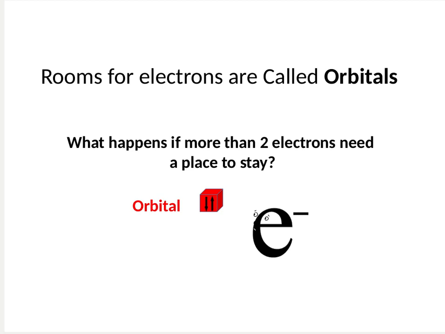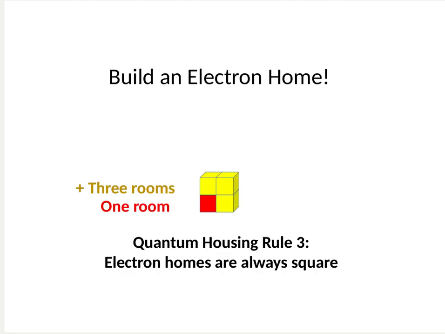If another electron comes along and wants a home, we're going to have to do something else. If that electron can't go in this room, but we want to associate another electron with the nucleus, what are we going to do? Well, we're going to have to start building up an electron home. It can no longer just be that single room. We're going to have to add on more rooms so that we can accommodate more electrons.